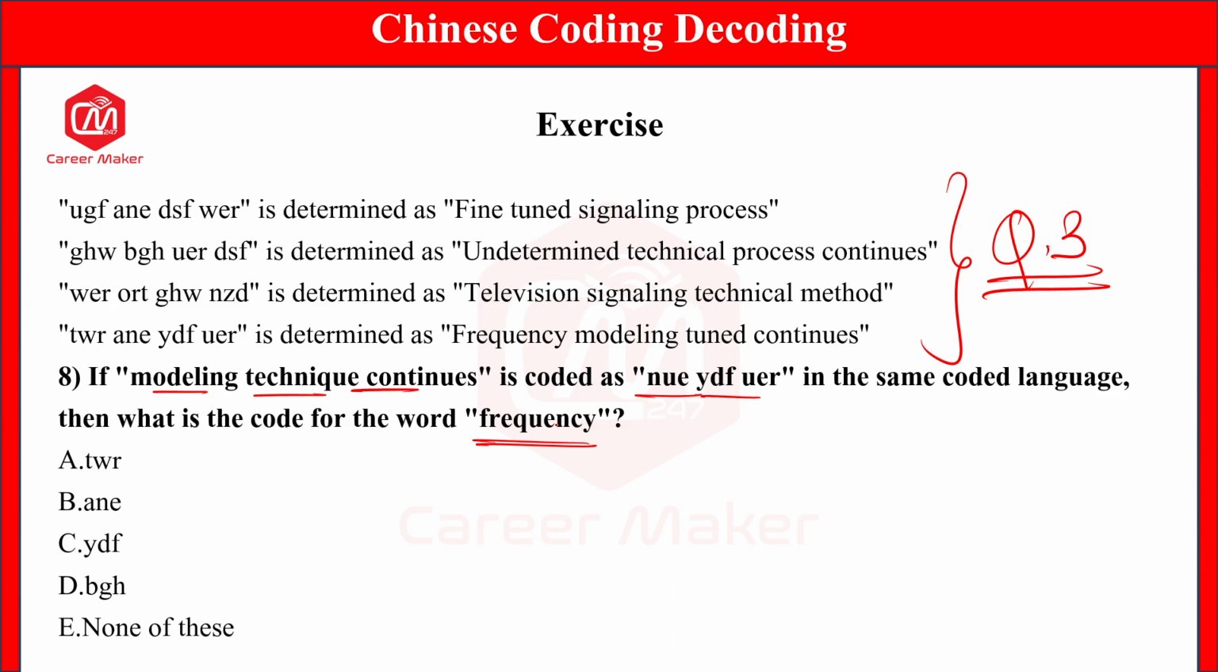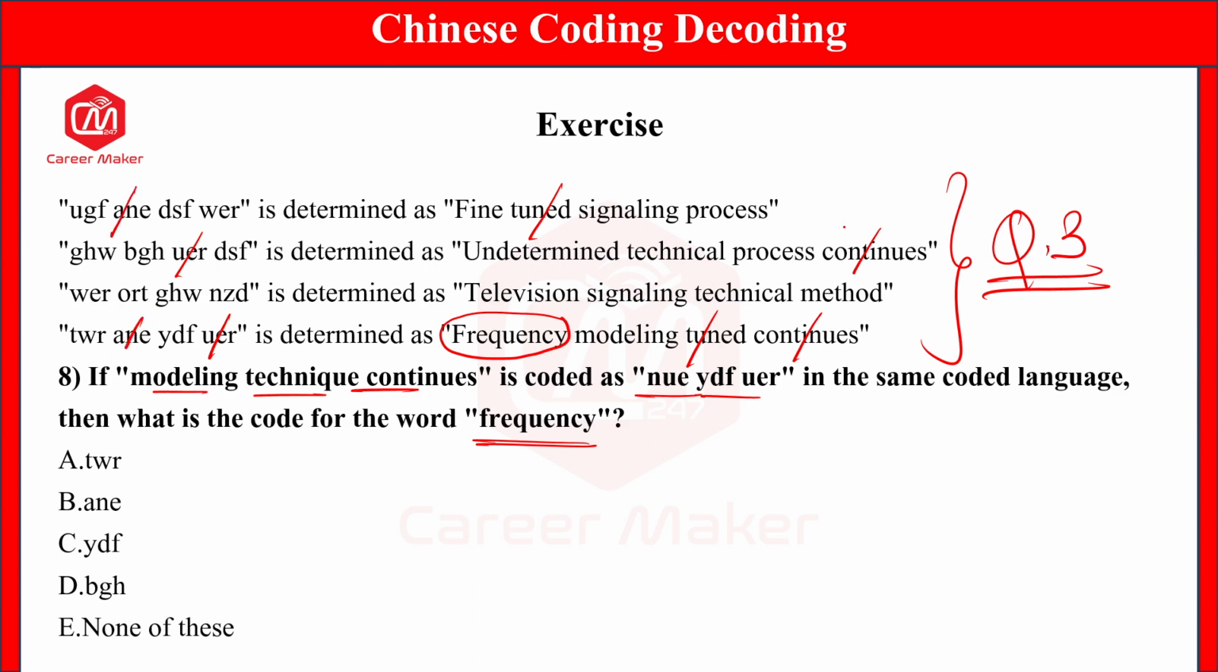Now frequency, right? So where we have frequency, first we need to check. Here I have frequency. So to find out the code of frequency, I have to eliminate modeling, tune and continuous. So I can delete continuous from here by finding the common element in second and then fourth line. And obviously it will be like UER, so that can't be our code. Then I have modeling and tuned. So tuned I have in this line and tuned I have in this line, first and fourth. So obviously I can eliminate another word, that is ANE.